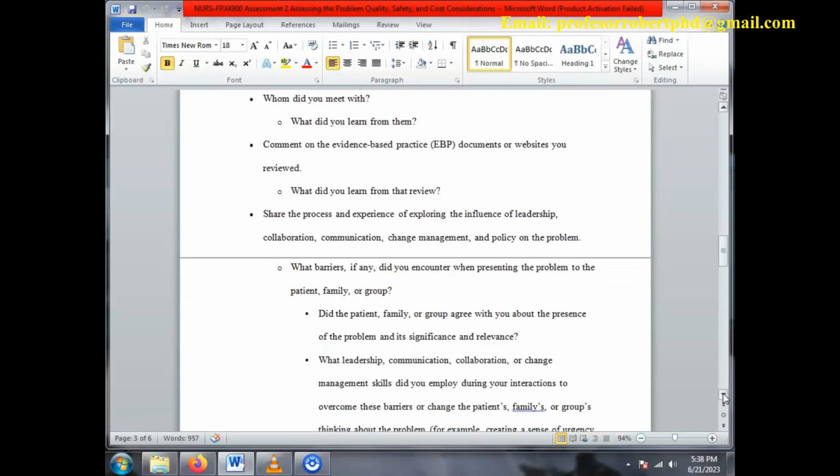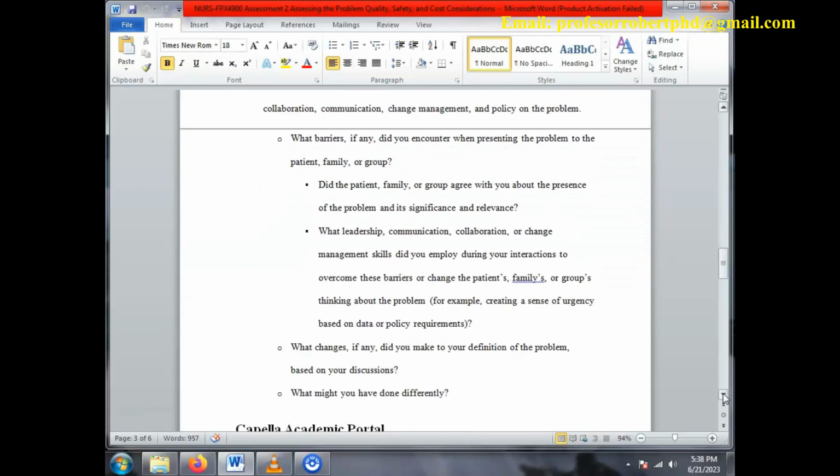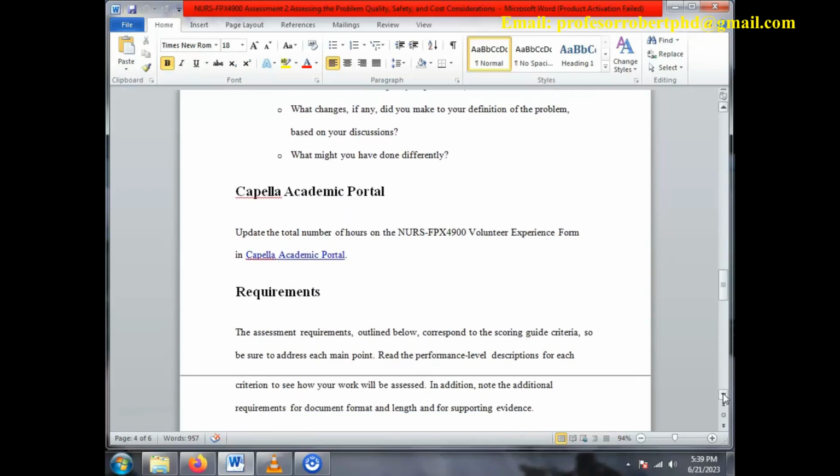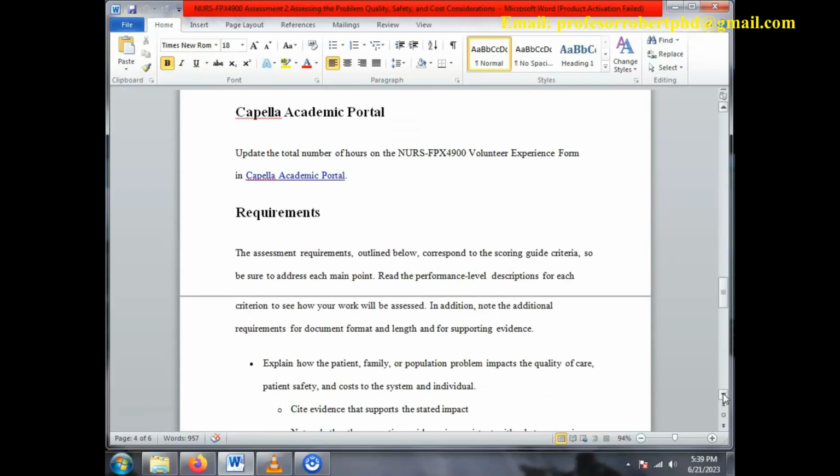What barriers, if any, did you encounter when presenting the problem to the patient, family, or group? Did the patient, family, or group agree with you about the presence of the problem and its significance and relevance? What leadership, communication, collaboration, or change management skills did you employ during your interactions to overcome these barriers or change the patient's, family's, or group's thinking about the problem, for example, creating a sense of urgency based on data or policy requirements? What changes, if any, did you make to your definition of the problem, based on your discussions? What might you have done differently? Capella Academic Portal. Update the total number of hours on the URS-FPX4900 Volunteer Experience form in Capella Academic Portal.